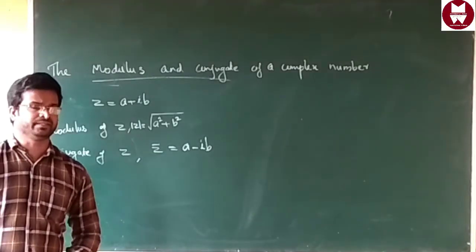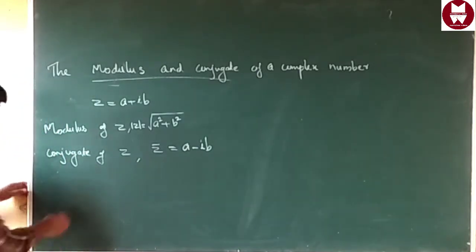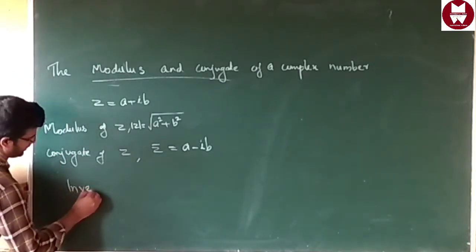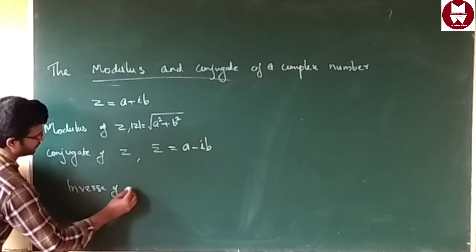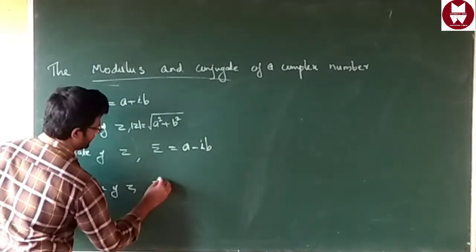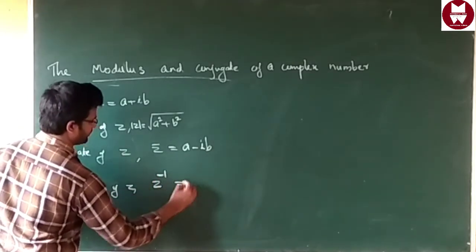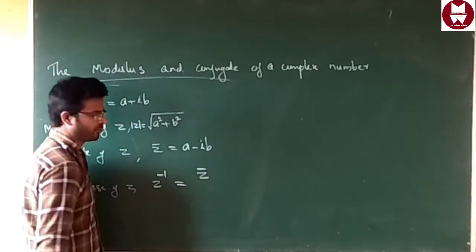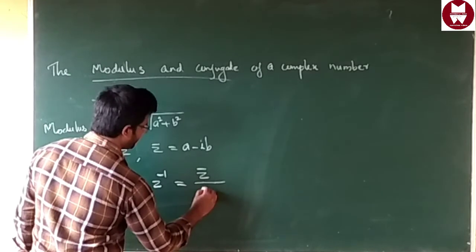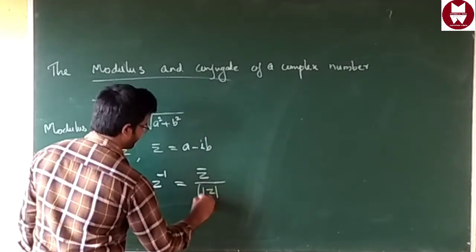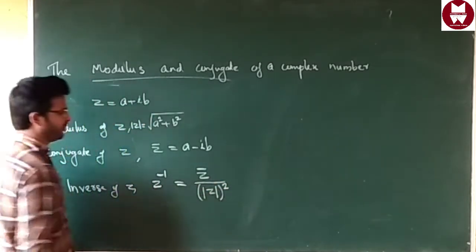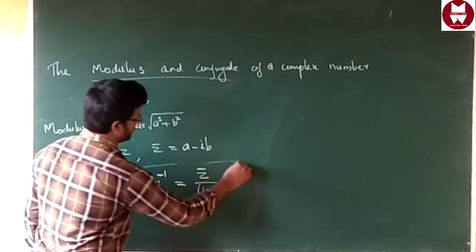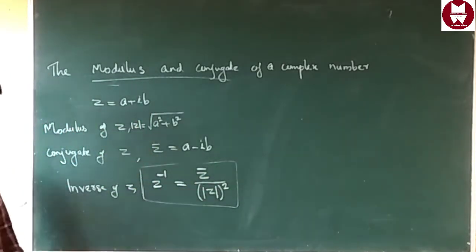Now we can see what the multiplicative inverse is. The inverse of z, that is z inverse, we will use one formula. That formula is the conjugate of the complex number divided by the modulus of the complex number all square. Using this formula we can find the inverse of z.